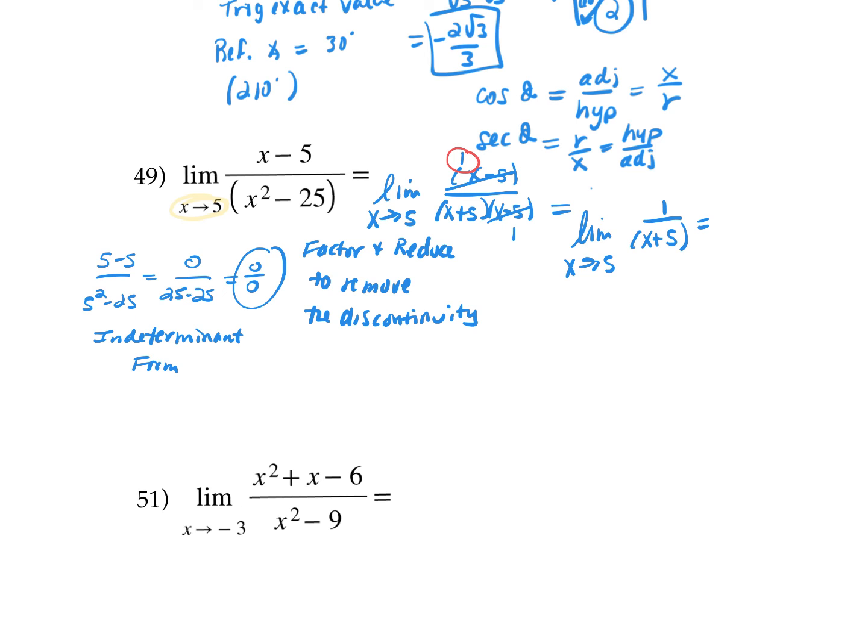Now we've gotten rid of the problem, right? We won't get zeros, or we shouldn't get zeros in the numerator and denominator anymore when we do direct substitution. So we plug in the 5 now. So we have 1 over 5 plus 5, or 1/10, final answer. Okay, so remember, you're never, ever going to give me a 0 over a 0 as a final answer. Doesn't work. That is your signal that there's something algebraic that you can do to remove the discontinuity.